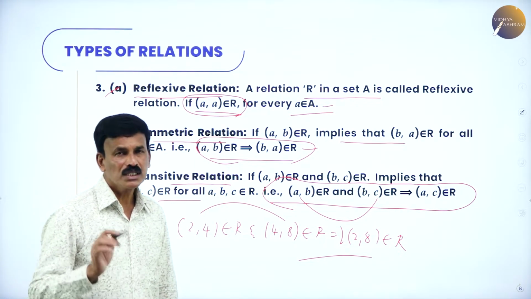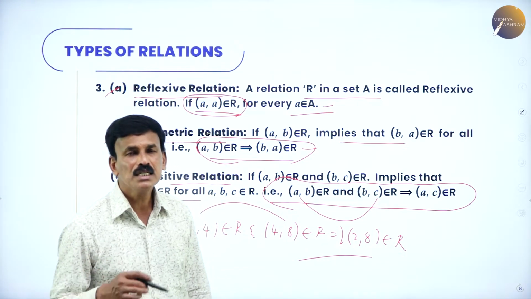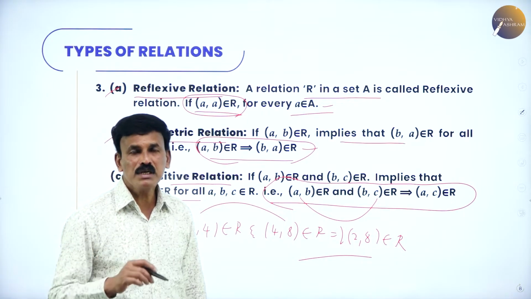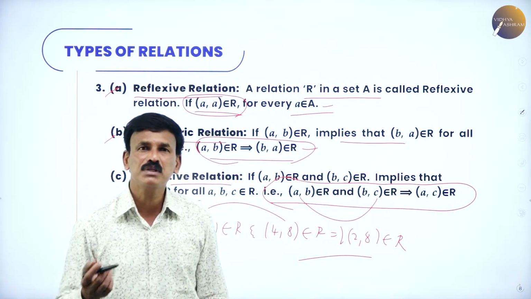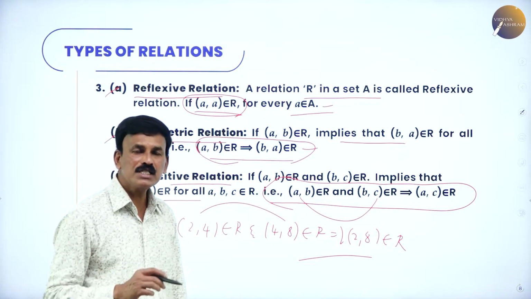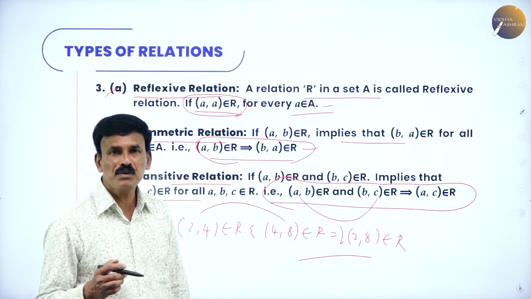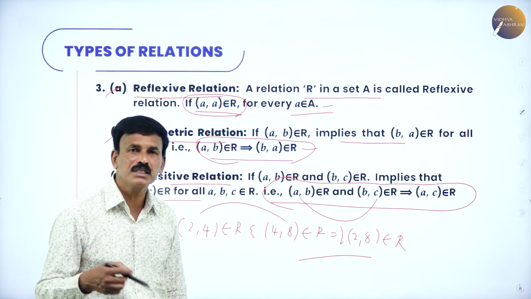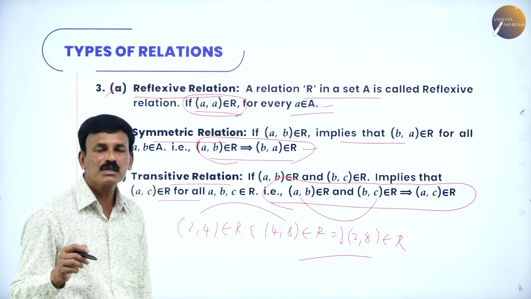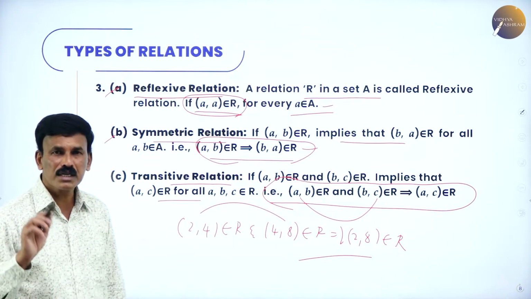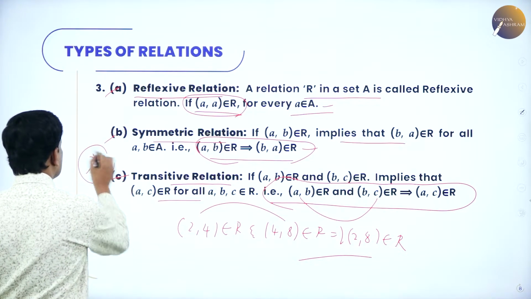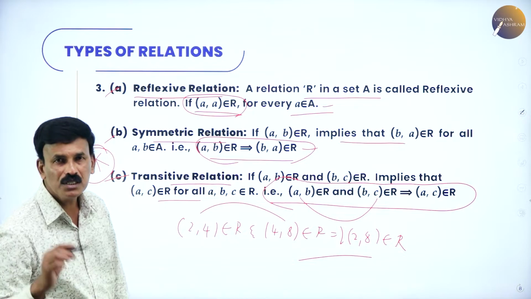So, in general, a relation R on a set A is called reflexive if (A, A) belongs to R for all A belonging to the set A. Symmetric if (A, B) belongs to R implies (B, A) also belongs to R for all A, B belonging to the set A. And transitive means if (A, B) belongs to R and (B, C) belongs to R implies (A, C) belongs to R for all A, B, C belonging to the set A. So, that is called reflexive, symmetric and transitive. These are very important types.